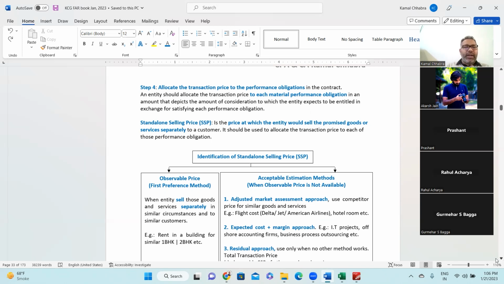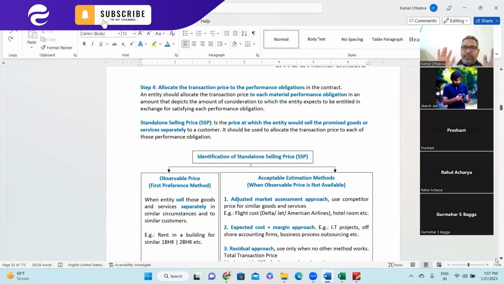So performance obligations we identify in step 2. Let's continue the same example of sale of car. In that, what performance obligations have we identified? Transfer of car, giving extended warranty, giving insurance. So these are the 3 performance obligations. Keep that example and the numbers in mind, and let's understand how we need to allocate the transaction price. An entity should allocate the transaction price to each material performance obligation. What are the 3 performance obligations? Sale of car, warranty, and insurance.